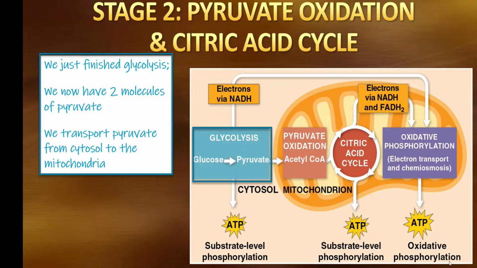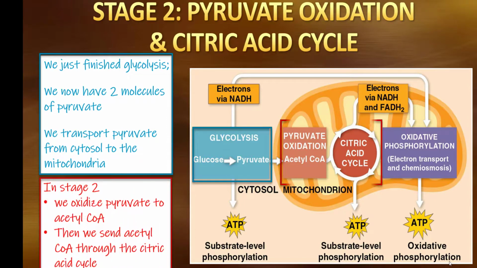This all occurred back in the cytosol. So glycolysis occurs in the cytosol. Now we're going to take pyruvate and we're going to ship it into the mitochondria, where the rest of cellular respiration will occur. So stages 2 and 3 will happen inside the mitochondria. So we're going to take pyruvate into the mitochondria, and then that's where we will run stage 2.